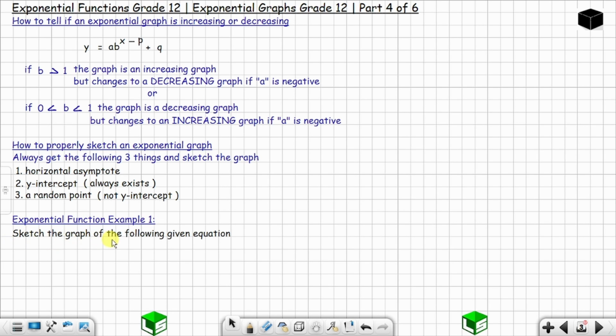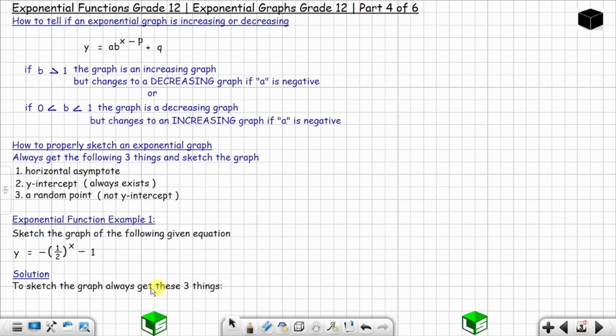Sketch the graph of the following given equation. Okay, you are given this equation and you have to sketch the graph. So solution, if you want to sketch an exponential graph, always get these three things.